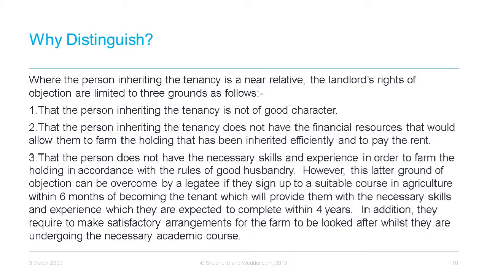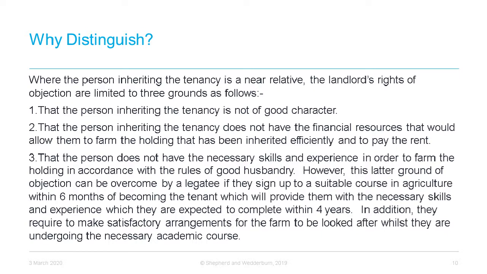So why have this distinction at all between near relatives and that wider category of relative? And the reason is to do with the grounds upon which the landlord is entitled to object to someone becoming the tenant. Where the person inheriting the tenancy is a near relative, the landlord's rights of objection are limited to 3 grounds. Firstly, that the person inheriting the tenancy is not of good character.